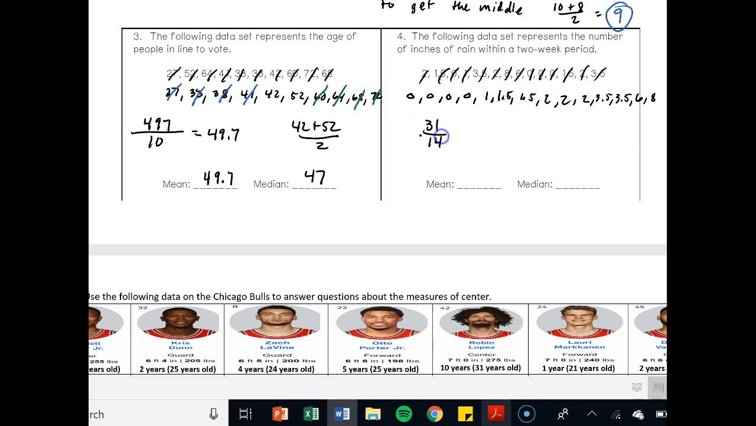So 31 divided by 14, because there were 14 data points. And again, we can round to the nearest tenth, so you get a really long decimal, but we'll just say 2.2. So 2.2 inches of rainfall represents that average.